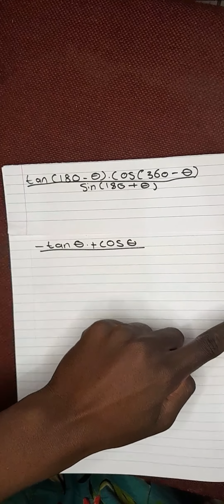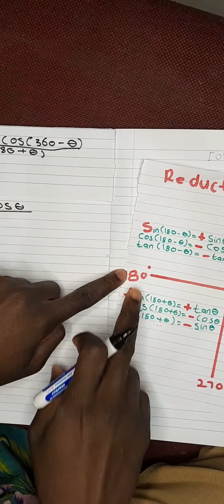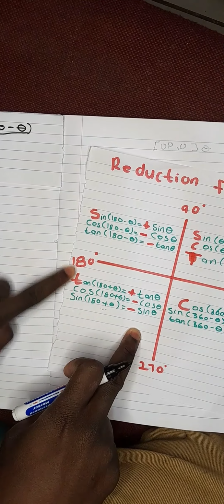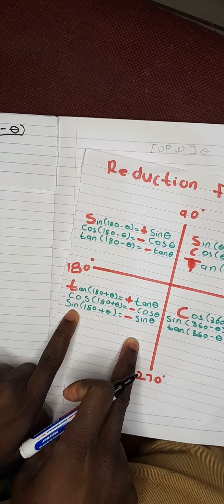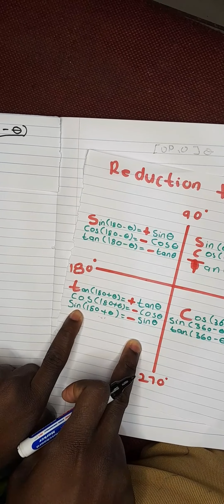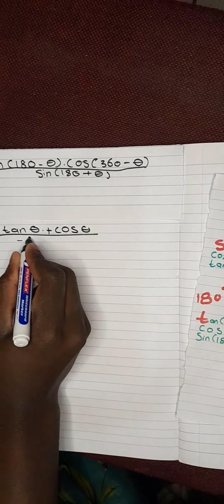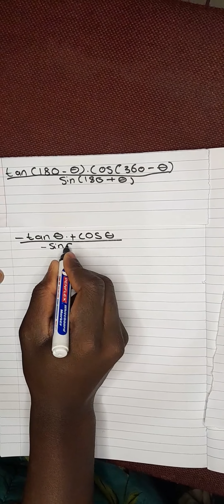we have sine 180 plus theta. Plus means it's going to fall under this quadrant. And we can see that sine in my third quadrant is negative, meaning I'm going to have negative sine theta. From here, what's left is simple algebra.